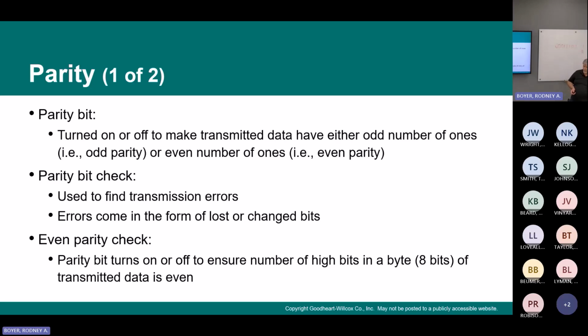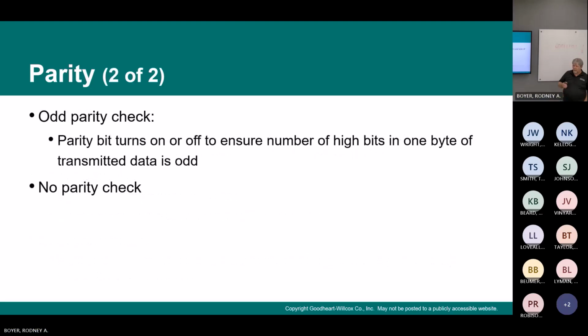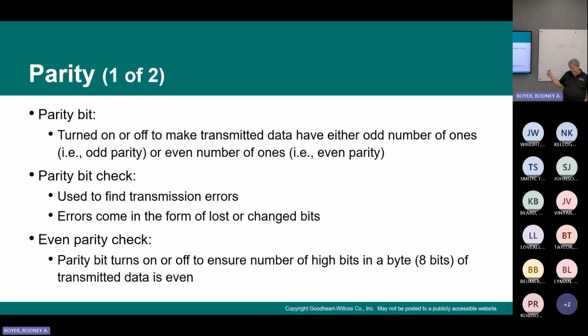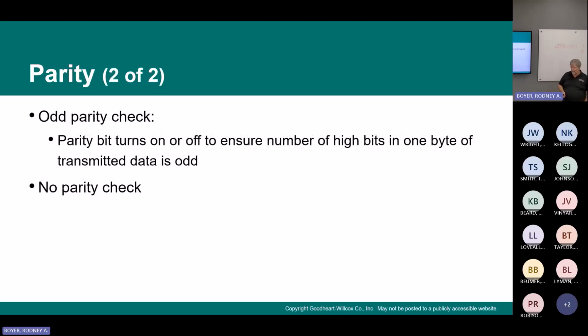Parity bit check is used to find transmission errors. Errors come in the form of lost or changed bits. It depends on how many high bits you've got in your transmitted data. With even parity, an even number of high bits will give you a high on your parity bit, and with odd parity, an odd number will give you a high on your parity bit. There's also the option to have no parity.